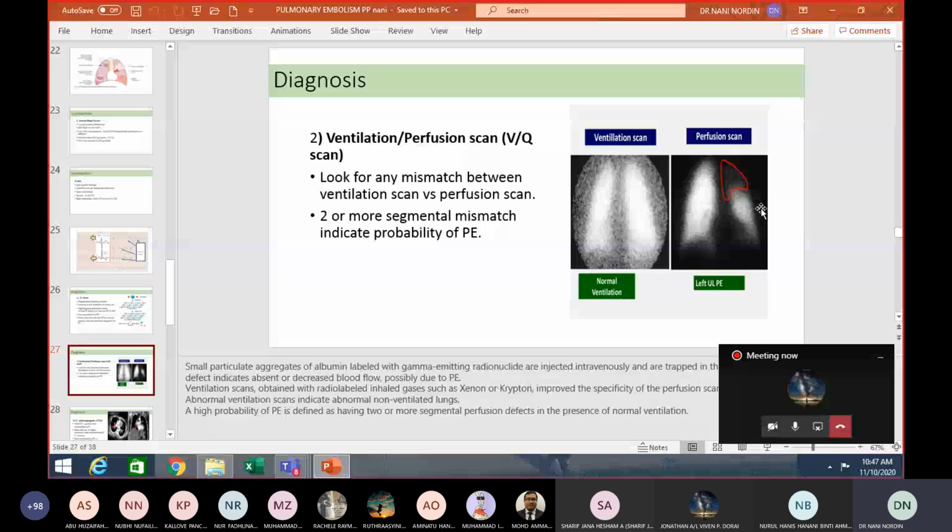So there is some mismatch between the ventilated area and the perfused area. You can see here the whole area of the lung is well ventilated, but these are the lungs of the same patient, so this is the ventilation, this is the perfusion. There are some areas which are not well perfused, so there is a mismatch between the ventilation and perfusion. That you can see in a ventilation perfusion scan.